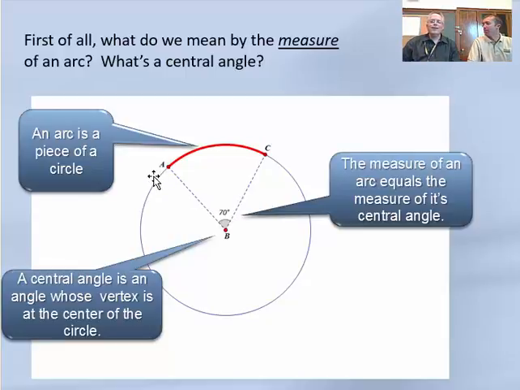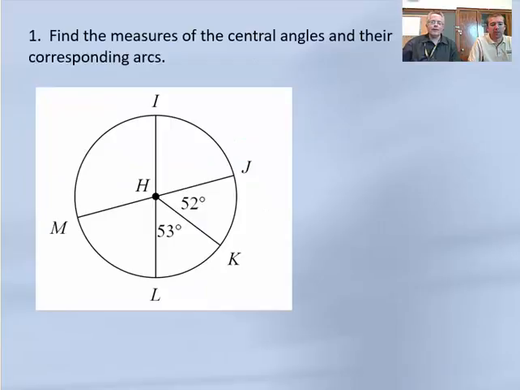The central angle. Right. So the central angle is 70 degrees. It has its vertex at the center of the circle, and it cuts off the arc. So whatever the measure of that angle is, that's the measure of the arc. Makes sense? All right, let's do some problems.